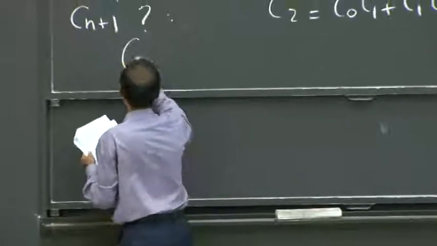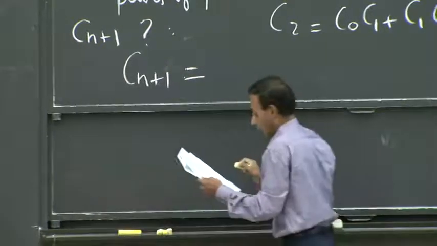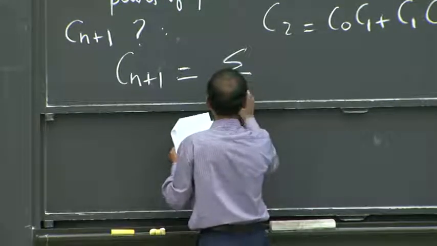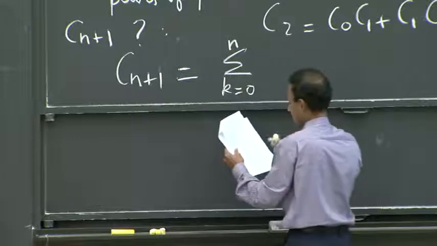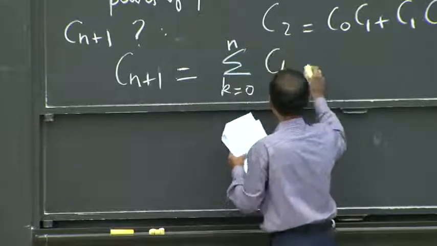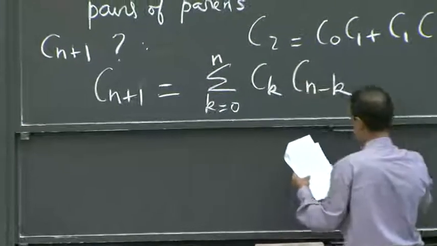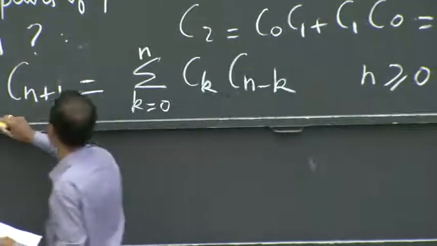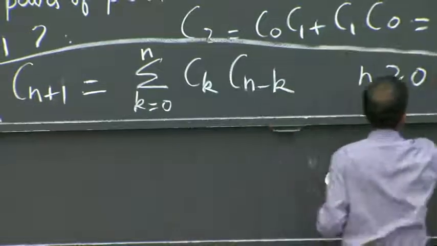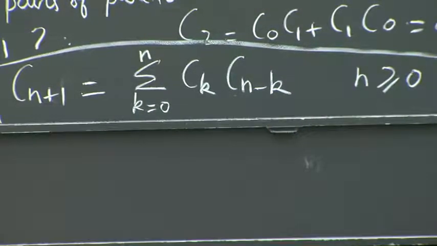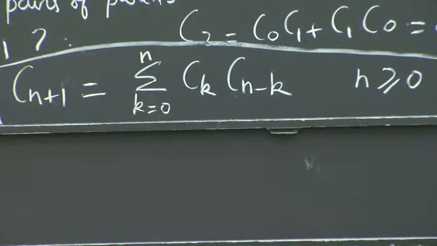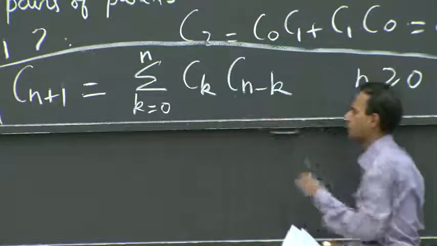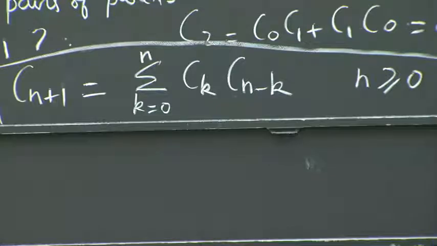So Cn plus 1 equals sigma. You gave me a summation, k equals 0 through n, Ck Cn minus k, where n is greater than or equal to 0. Okay? And you can figure this out. It's not particularly important exactly why this is true. You can think about it offline.